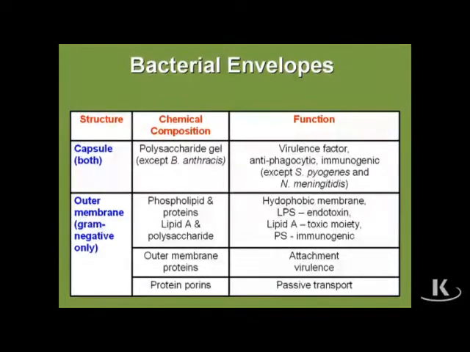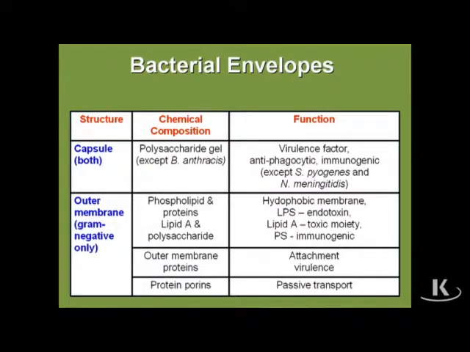The exception to that is the anthrax capsule, which is actually made up of polypeptide. When you have something that's different like that, sometimes USMLE likes to pick on that because it's not like everything else. So that can be a little bit of a trick, something to keep in mind. The outer membrane, remember, is specific for gram-negatives, and this is where the LPS is going to reside.